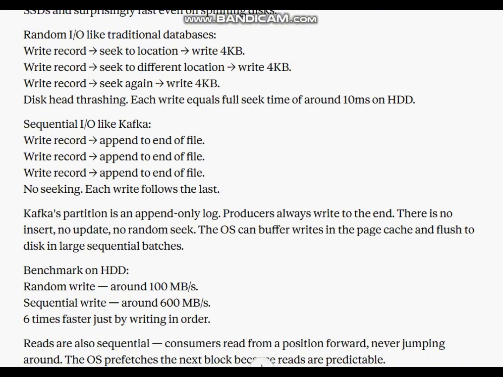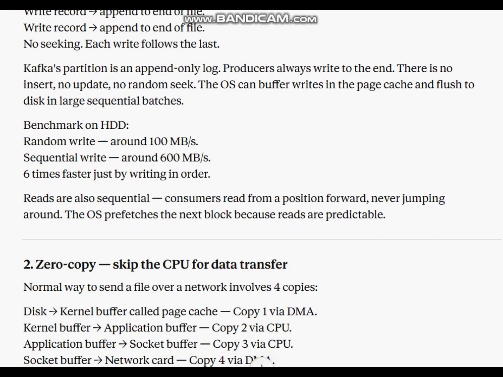Benchmark on HDD: random write, around 100 MB/s. Sequential write, around 600 MB/s. 6 times faster just by writing in order. Reads are also sequential. Consumers read from a position forward, never jumping around.